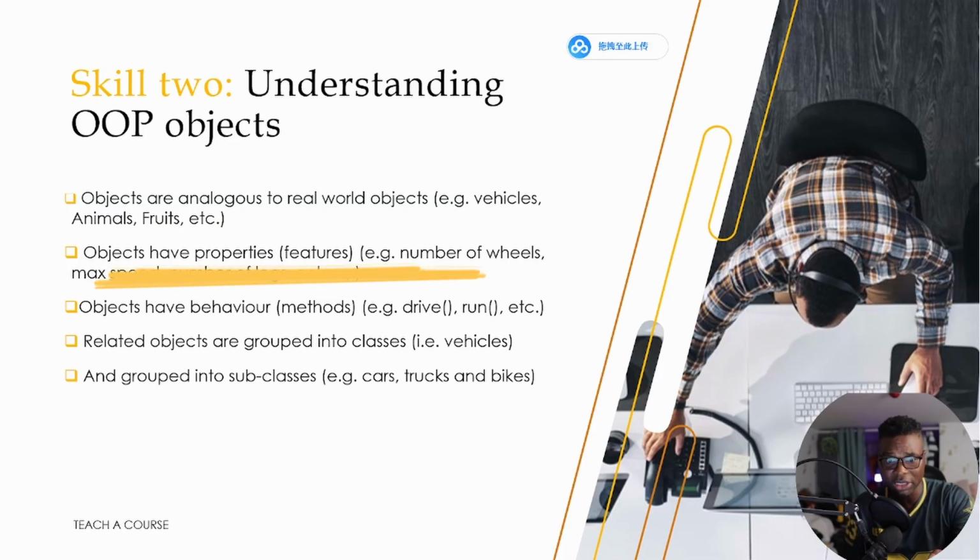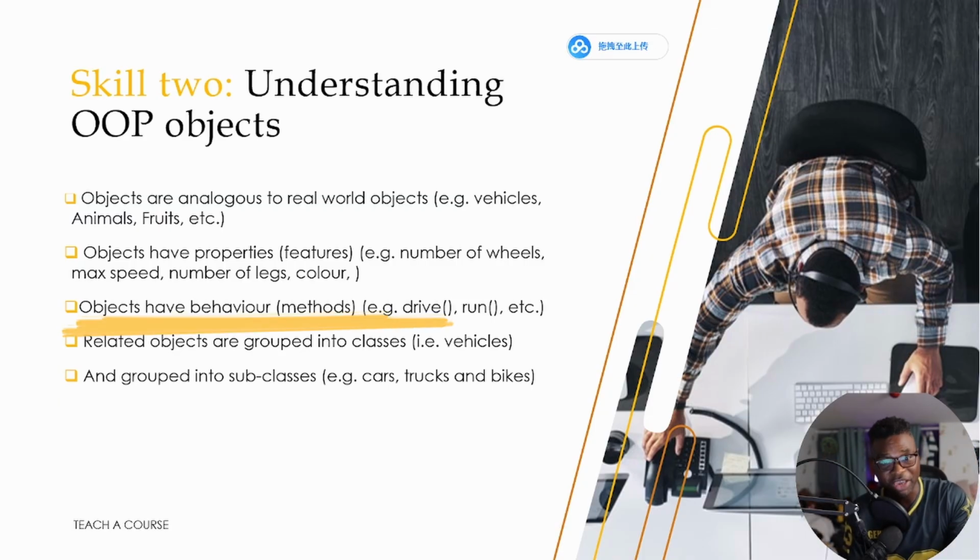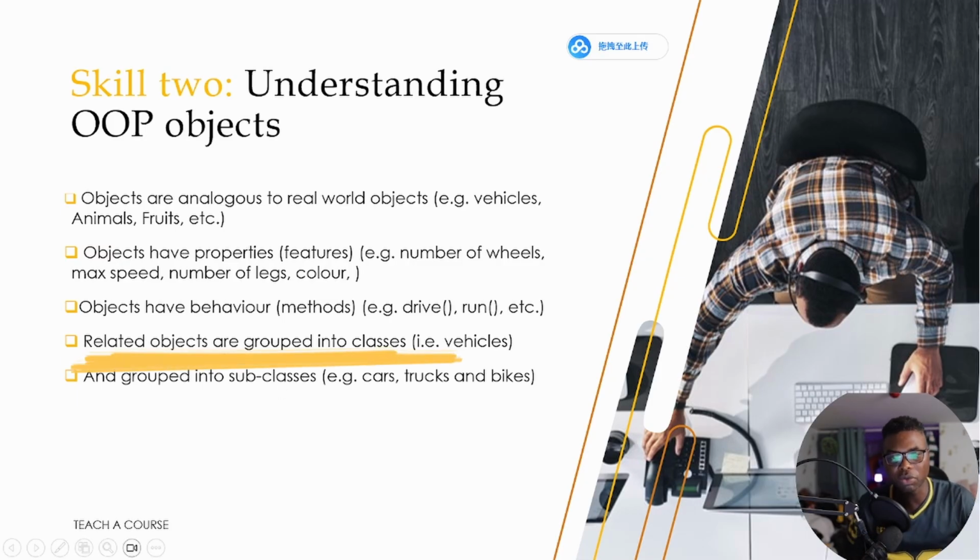Objects have properties, which are features. So you can talk about the number of wheels if you're talking about cars, maximum speed, number of legs if you're talking about animals, and maybe the color, etc. These are features or properties of an object. Objects have behavior. These are methods. Like for a car, you can drive it. If it's an animal, you can run, etc. Related objects can be grouped into classes.